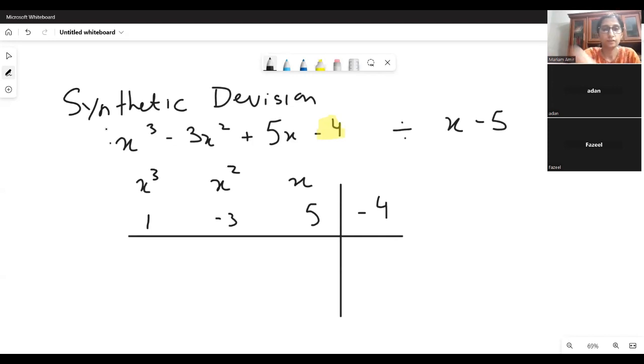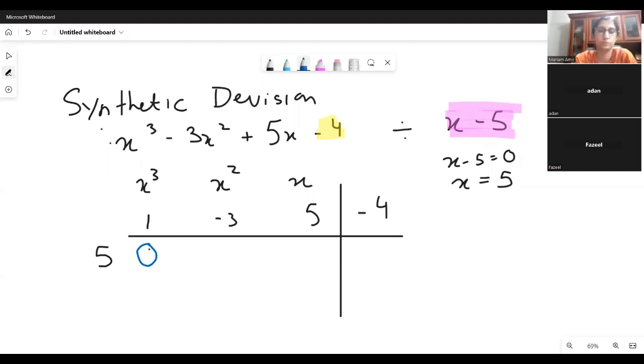Next step is that you equate the divisor to 0. x minus 5 equals 0, which gives us x equals 5. So then you write this 5 over here. And underneath 1, you always write 0. ये हमेशा 0. Okay, now we're ready to start doing synthetic division.